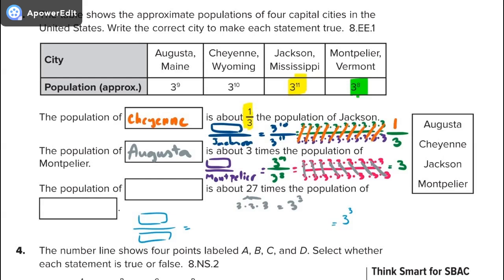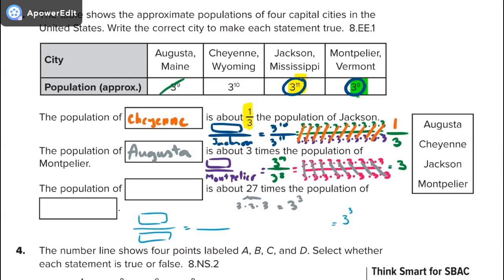Alright, now we're going to look at the answer. 3 to the 9 power and 3 to the 10, if you subtract the exponents, you have 3 to the 1st power, which is not what we're looking for. 3 to the 9 and 3 to the 11, 11 minus 9 is 2, so that's not our answer. 3 to the 8 and 3 to the 9, you have 3 to the 1st power or 3 to the negative 1, so that's not what we're looking for either. So we're going to skip Augusta. Augusta is not a possible answer.